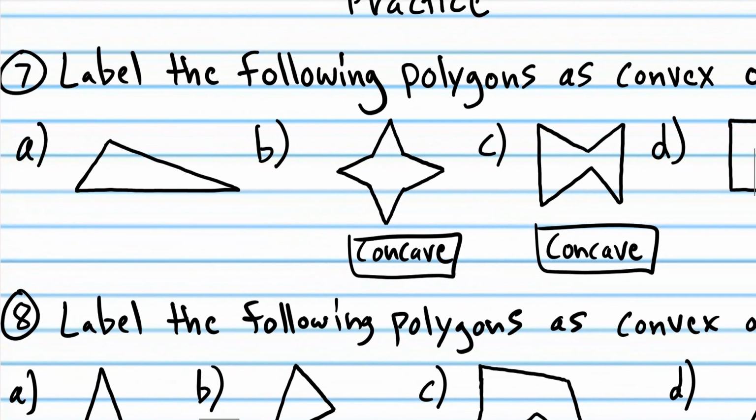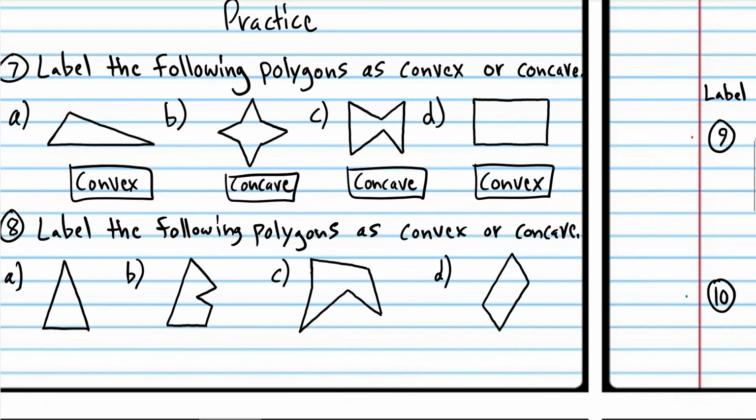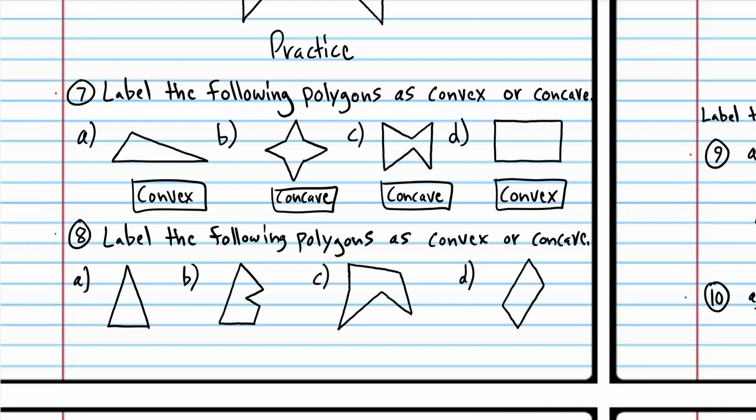But in these other cases, we don't have a part of the polygon that's caved inwards. So this would be a convex polygon. And this one also. So I want you to try number 8. And when you come back, we'll do it together. Okay, we're back.